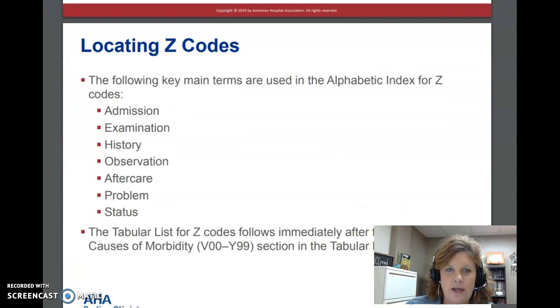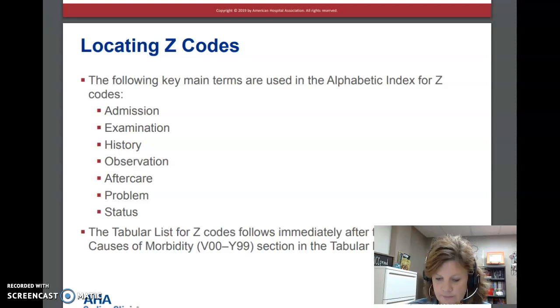Okay, so let's go ahead and give you a little background on how to locate these Z codes in your Alpha Index. You are going to look under the main term, possibly admission, examination, history, observation, aftercare, problem, or status.